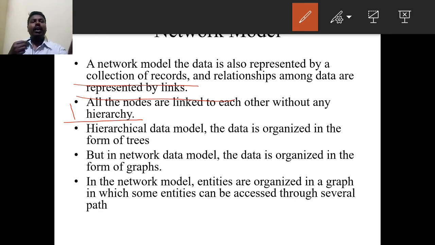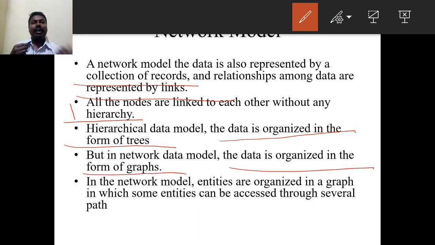Understand? In a hierarchical data model, data are organized in the form of trees, but in a network model, data are organized in the form of a graph. That is the most important. That is the basic difference between the hierarchical model and the network model. In a hierarchical model, the data are organized in the form of a tree, and in a network model, the data is organized in the form of a graph.